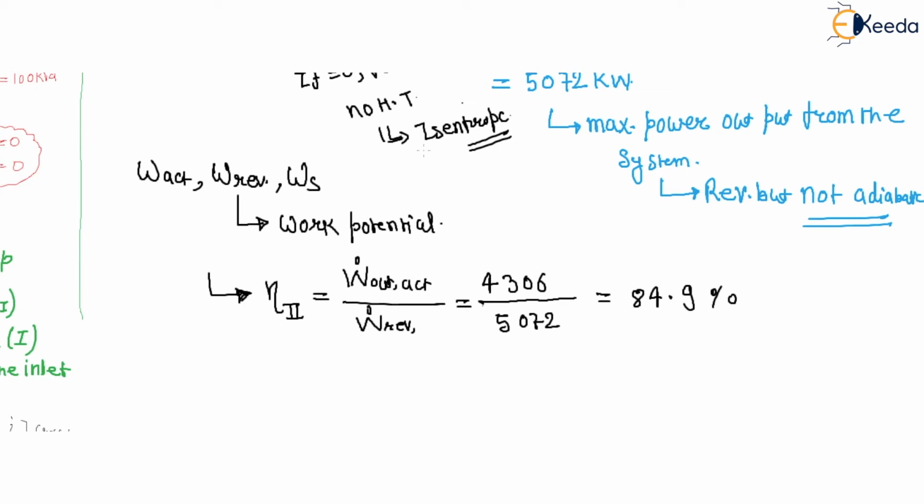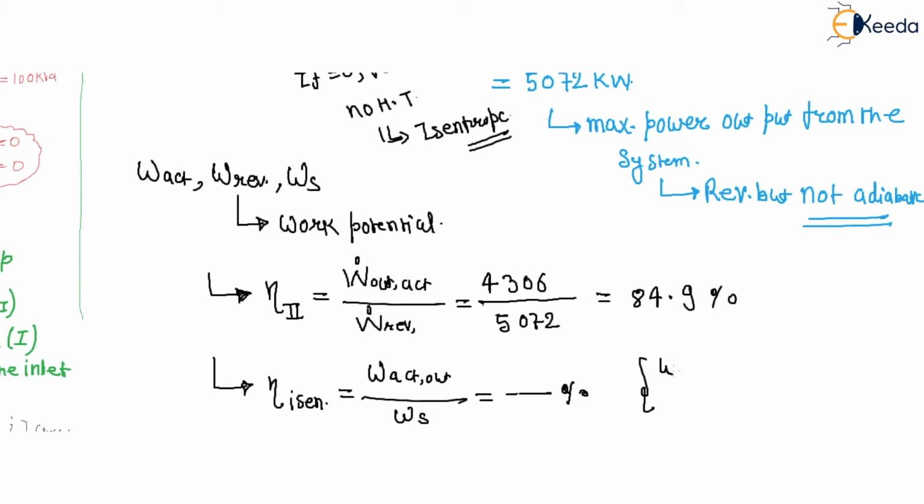But if you calculate isentropic efficiency of a turbine, this is your actual work out by isentropic work, Ws. So this value you have in percentage isentropic. So how to calculate Ws?